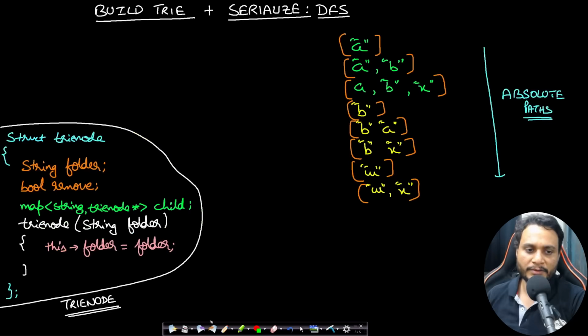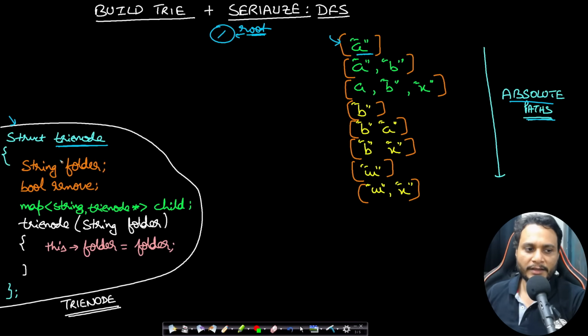Okay. Now if you have understood this, then let's see how to build the trie and serialize using DFS. So all the absolute paths will be given. These are all the paths from the root node. Okay. Now once you see any path, you start with a slash and start inserting in a trie. You watch my video on trie if you have any difficulty here. So start inserting in the trie. This is the trie node structure which I have already made. The root node will be present by default right from the beginning.